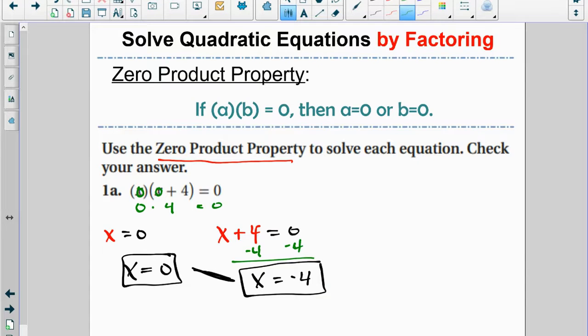If we check our other solution, when x equals negative 4, that would be negative 4 as the first factor. And then our second one, negative 4 plus 4, is 0. Okay, so that explains how we get 0 that way. It makes the second factor a value of 0. So either one of those two would be solutions, x equals 0 or x equals negative 4.